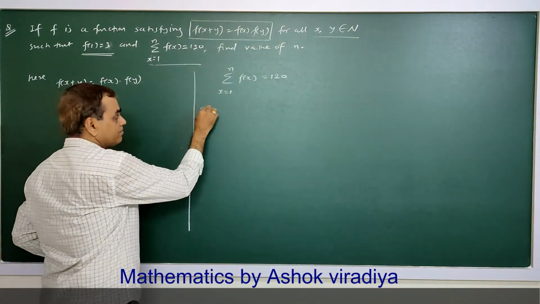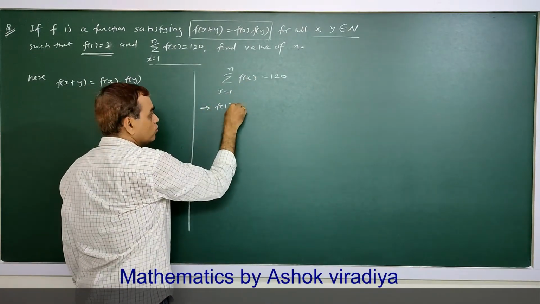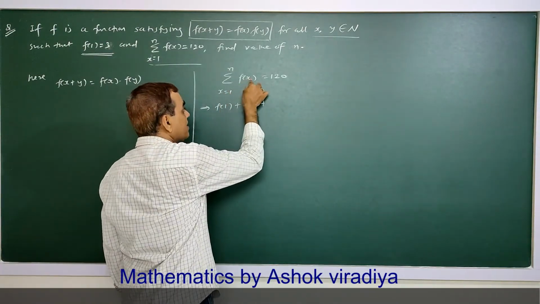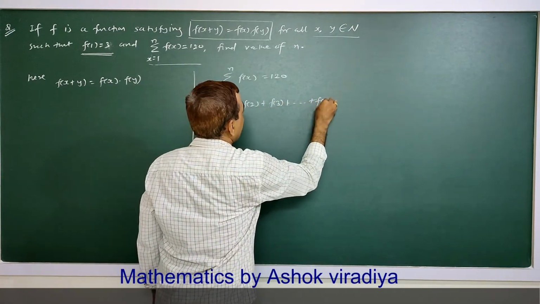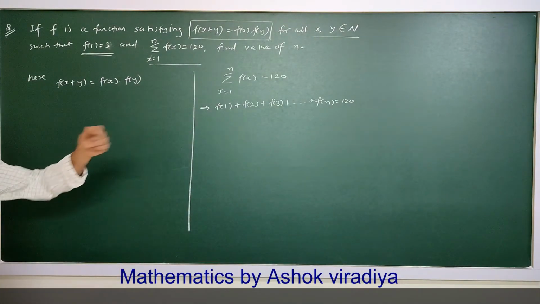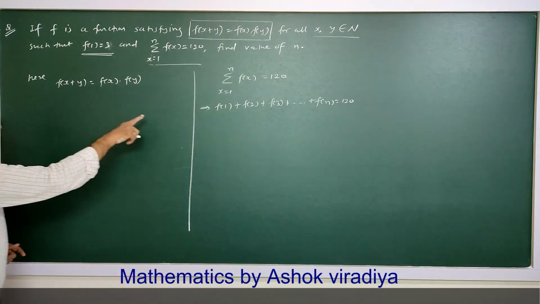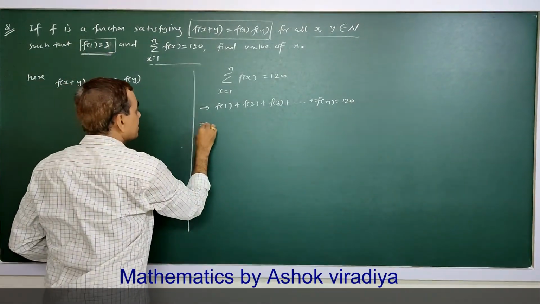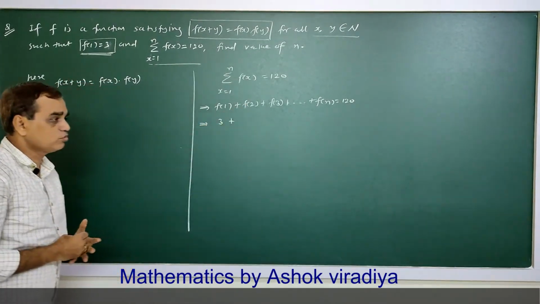This means what? If you take x1, so it is f1, then put x2, so f of 2. Sigma does addition of these numbers by putting values of x from 1 to n. So f of 3 plus up to f of n is 120. We want value of n. Now see, to put here values, say f of 1 is given, this is 3, but we don't have value of f of 2.